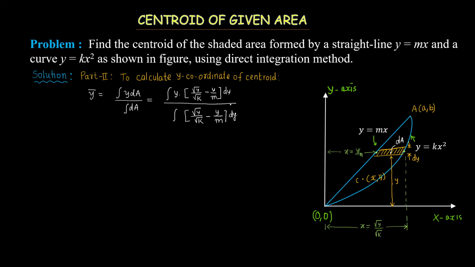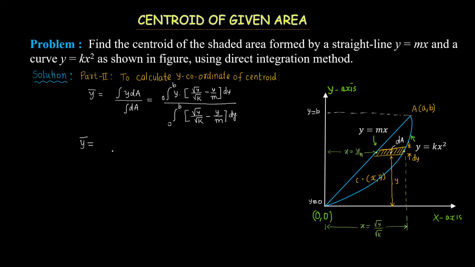Now the variable is y over here, friends. So the y in this particular shaded portion is going to vary from this point to this particular point. Over here y is equal to 0, and over here y is equal to b. So our limit of integration will be 0 to b for this numerator as well as denominator. So the limit of integration will be from y equal to 0 to y equal to b. Now let's simplify this expression before integrating it.